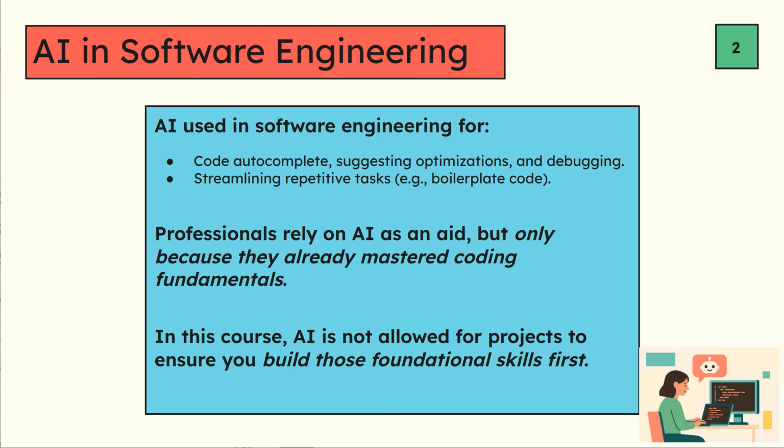But the thing to keep in mind as you're learning computer science is that these professionals use AI as an aid. But the reason they're able to do that is because they've already mastered the fundamentals of coding. In fact, if all you're learning to do is just plug something into AI and then take the result without any thought on your part, then you're not really going to have a role in industry, because your employer can just use AI to do the same things you would have used AI to do. So that's why in this course, I don't allow AI to be used for projects, because I want you to build those foundational skills first.